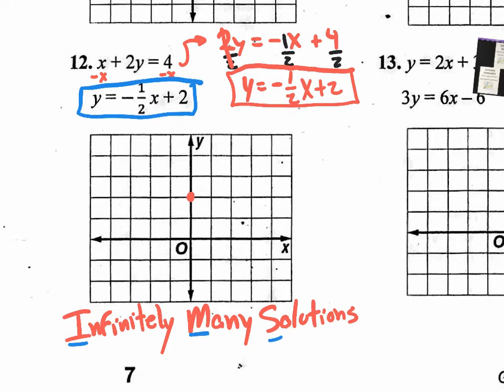I'm actually going to graph it just for fun. The red one, it crosses at 2. I go down 1 over 2, down 1 over 2, and I could go backwards, up 1 over 2 the opposite direction, and there's my red line. Now, if I look at my blue one, that one also crosses at 2, and it also goes down 1 over 2, down 1 over 2, and so on. So the red and the blue are actually the same exact line.